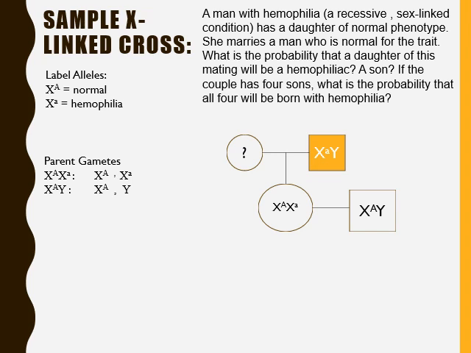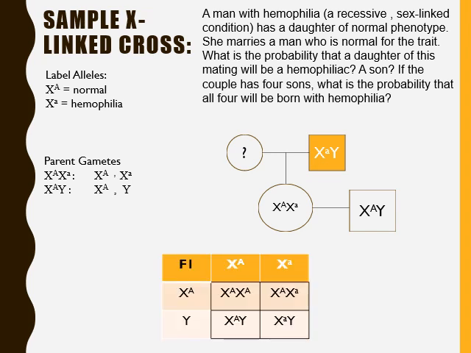We create a Punnett square just like we normally would. And we end up with the woman across the top, X big A, X little a. The man's gametes going down the side, X big A, Y. And the question then asks, what's the probability that a daughter of this mating will be hemophiliac? Well, it's asking only about a daughter. We know it's a girl. What's the chance that she'll have hemophilia? And the answer is 0. Both of the daughters on that top row have X big A.